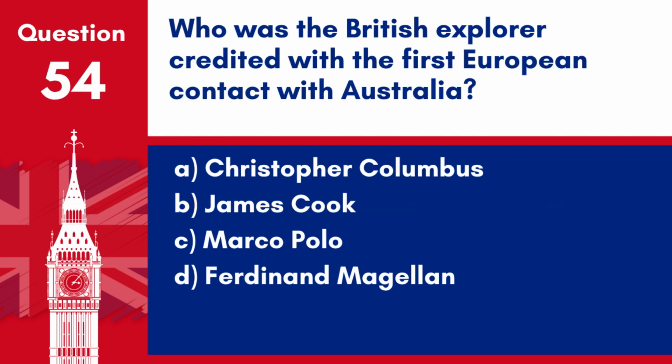Question 54. Who was the British explorer credited with the first European contact with Australia? A. Christopher Columbus. B. James Cook. C. Marco Polo. D. Ferdinand Magellan.